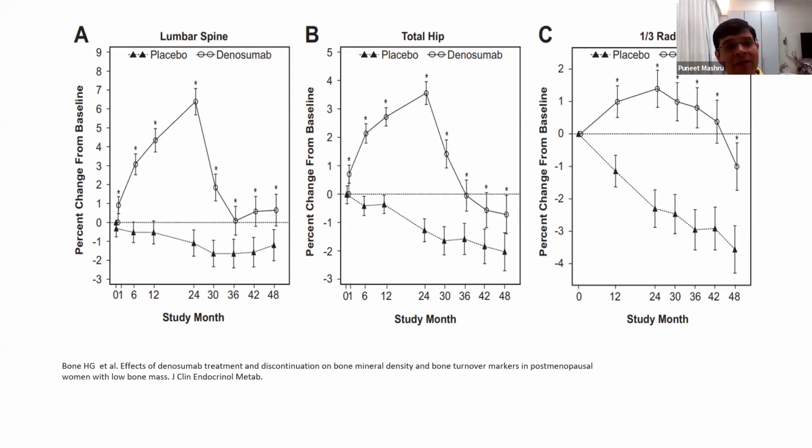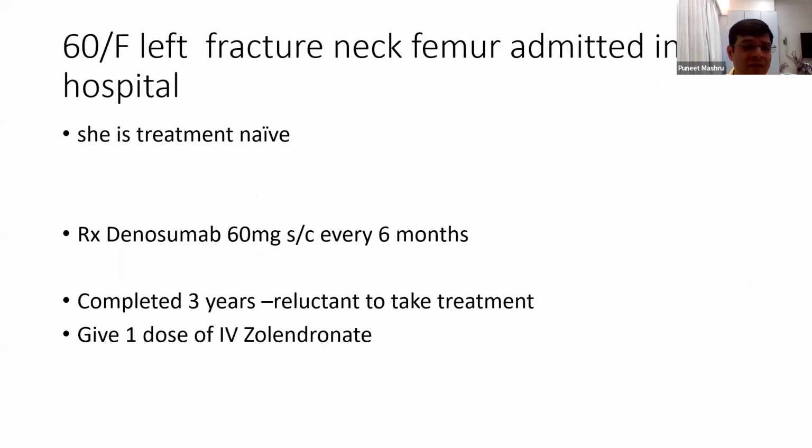So we must not do that. We cannot stop denosumab if we have started it. We need to continue it, and if we want to stop it, then we need to give a bisphosphonate, preferably an IV zoledronate, so that whatever BMD has been gained, this dramatic fall doesn't occur, and there's a stabilization of the BMD.